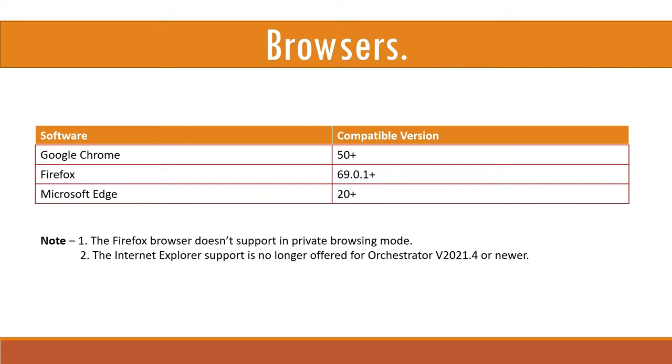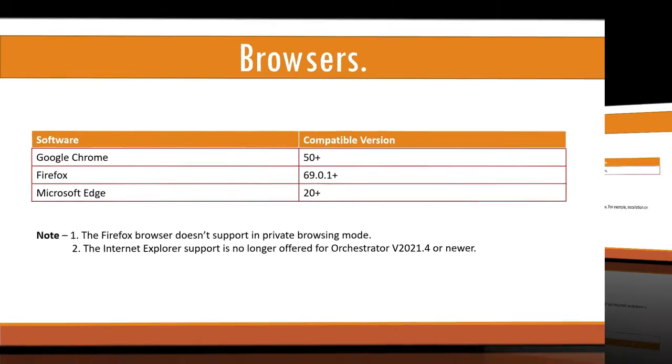In browsers, for Google Chrome, the compatible version is 50 plus, then Firefox and Microsoft Edge. These three browsers are supported. The Firefox browser doesn't support private browsing mode. Second thing is that Internet Explorer support is no longer offered for Orchestrator. So you have to ensure that any of the browsers from this list is available.